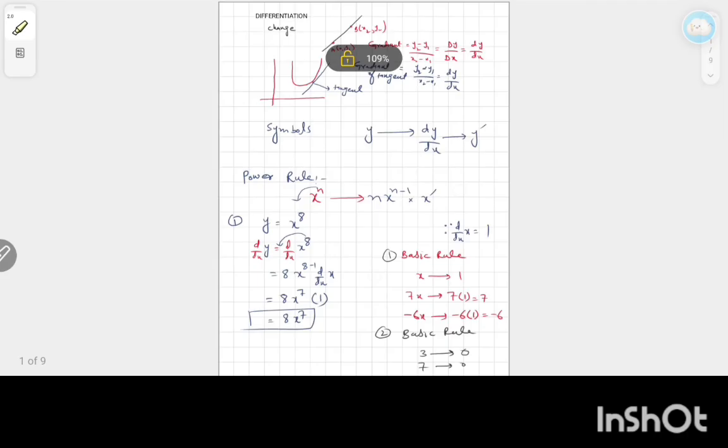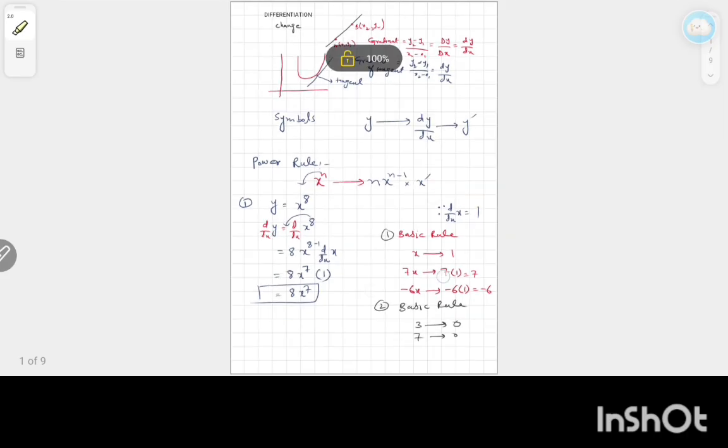Now dear student, we will move forward. Those students who want can take a screenshot. Okay, now move forward.